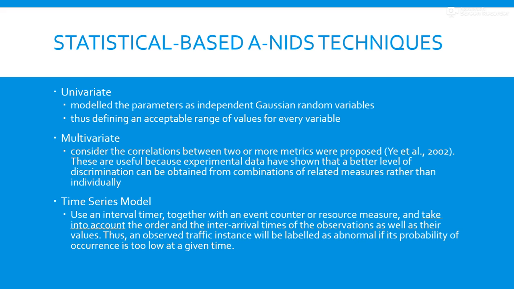If you do something like this, it gives you a reflection of the average behavior and its variability. The use of this mean and standard deviation is applicable to a variety of different quantitative metrics like counters, timers, and resource measures, but these by themselves are typically too simple for intrusion detection purposes. So univariate models are considered not very effective.